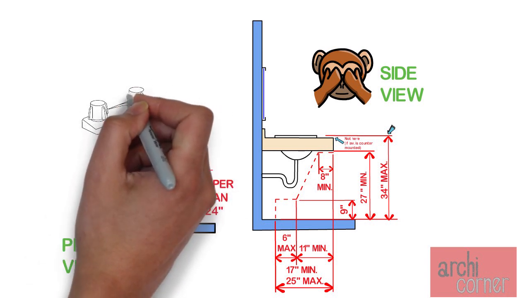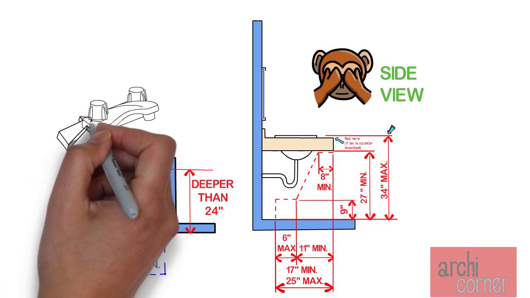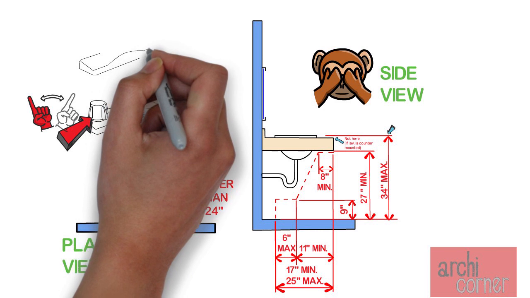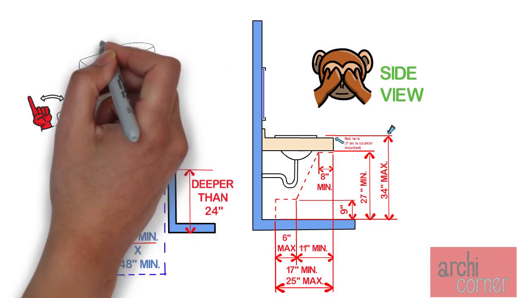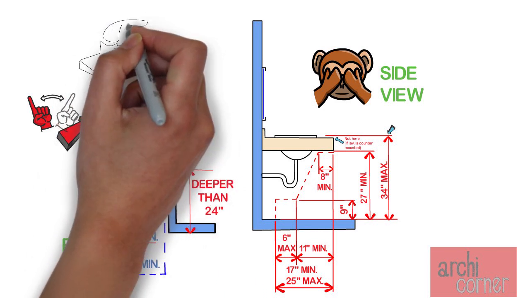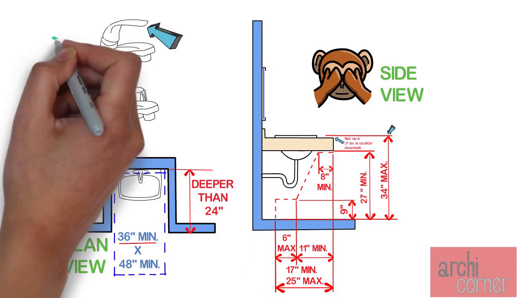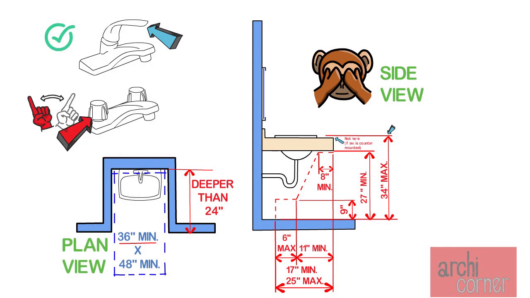However, the controls used to operate a faucet are not allowed to require tight grasping, pinching, or twisting of the wrist. In addition, it is required to be operable with one hand, and that is why most of the time you see levers used to operate them, similar to what is shown here.